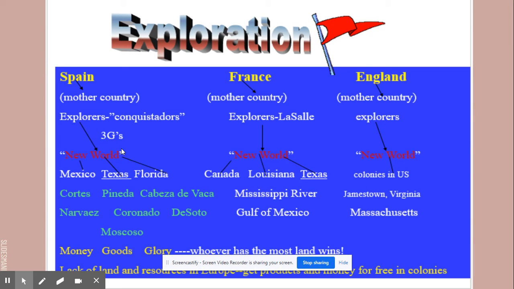Now, Spain, France, and England, the mother countries, had different motivations for coming to the New World and establishing colonies too. And those were a little different. It was more about gold, God, and glory. And those are the 3 G's. They wanted to discover gold and new riches. They wanted to spread their Christianity to the New World. That was mostly Spain. And glory, they wanted to gain more territory so they could be more powerful than another country.